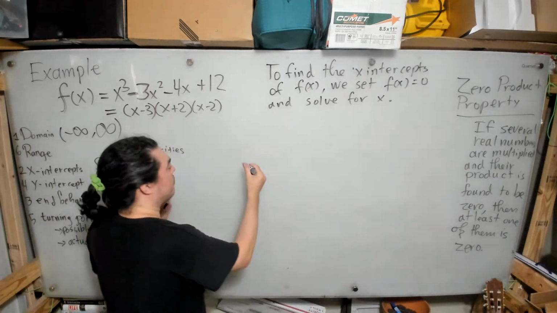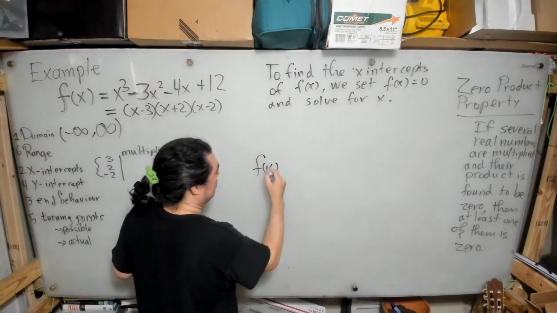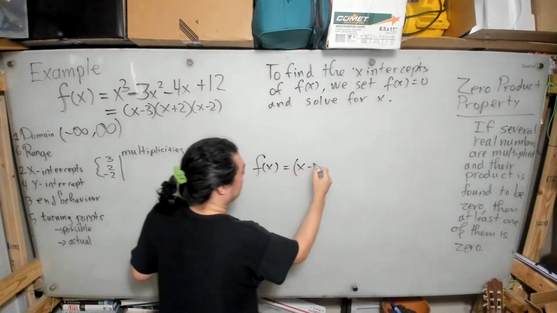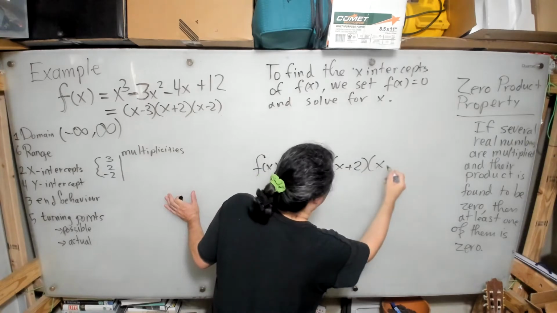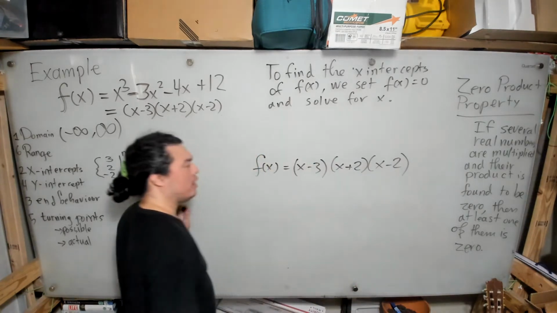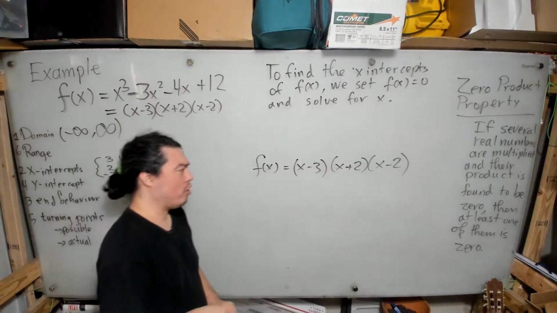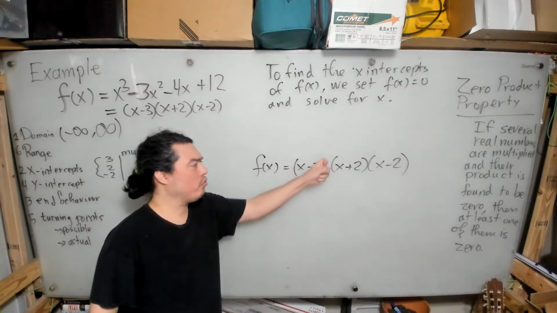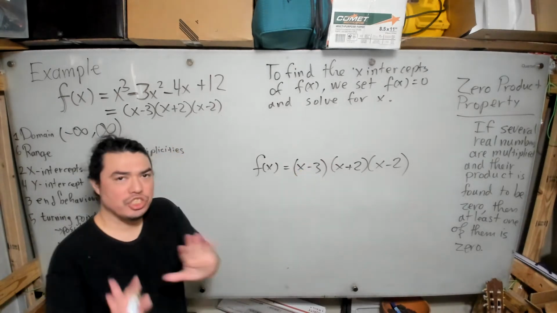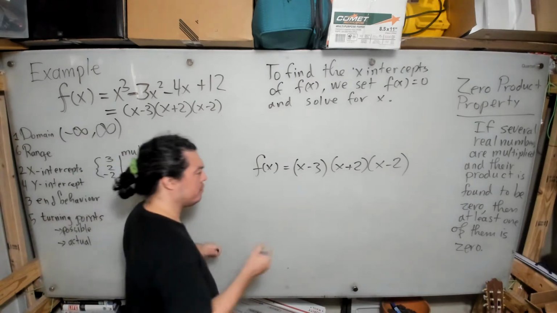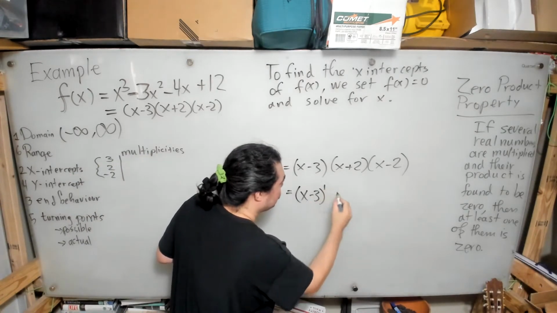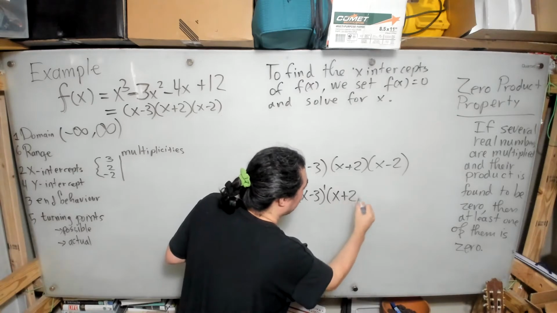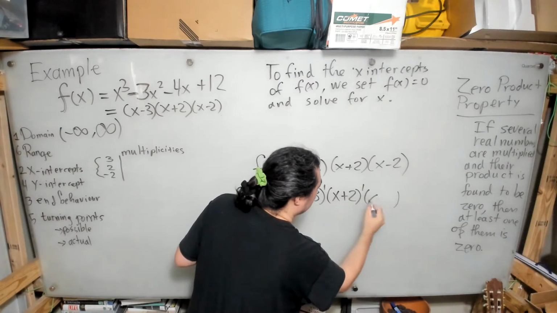So here I have f of x equals x minus 3 times x plus 2 times x minus 2. Now, if the factorization of a polynomial has a factor, but I don't write a number explicitly, that's just shorthand for the exponent of those to be 1.